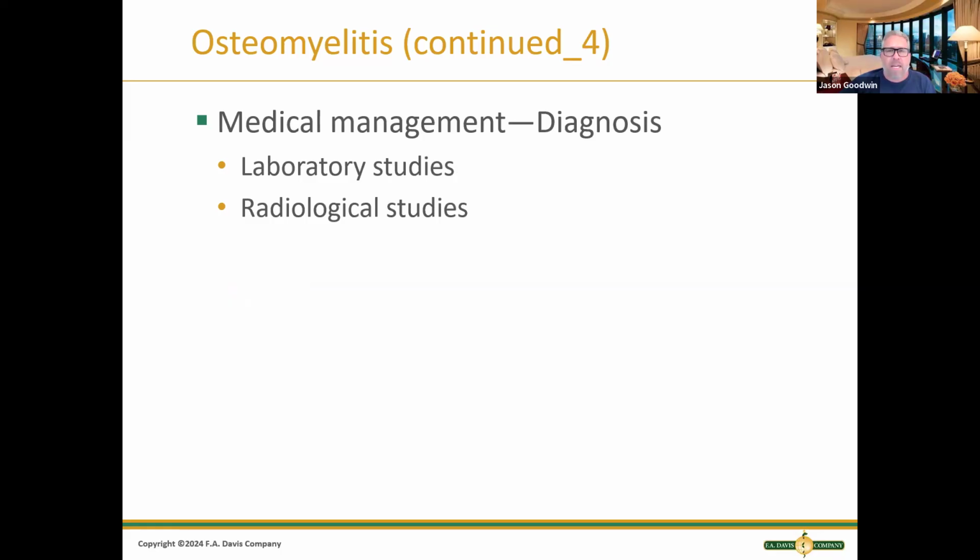You're going to get an ESR, an erythrocyte sedimentation rate, C-reactive protein, which assesses inflammation, and then you're going to be looking for positive blood cultures potentially. As far as the exam, you're going to look for soft tissue edema and any kind of other signs.